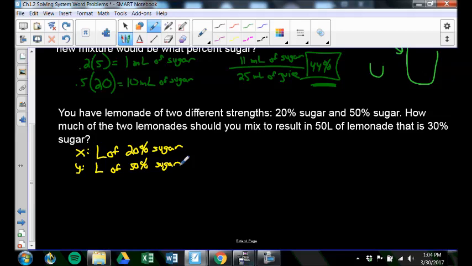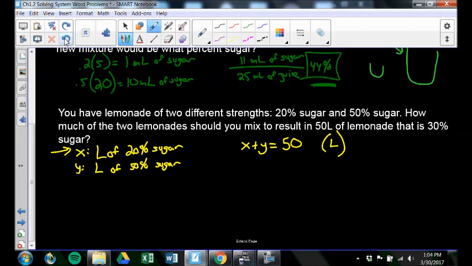Well, I have two things that I know. Altogether, the two drinks are going to give me 50 liters. So X plus Y equals 50. This was my liters, my total amount of lemonade mixtures. X plus Y equals 50 because X stands for liters, Y stands for liters, so liters plus liters equals liters.